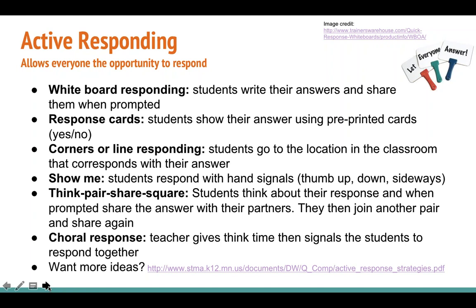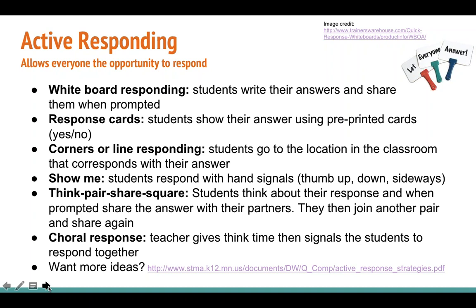Think, pair, share, square. Students think about their response and then they share with their partner and then they join with the other pair and then share again. That gives them a chance to think through what they're understanding and to work with others collaboratively. Choral response. Again, another multiple opportunity for students to practice to increase their frequency is to signal the students to just respond together over and over again.